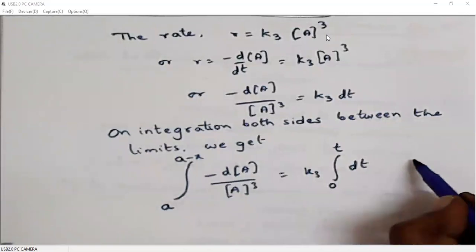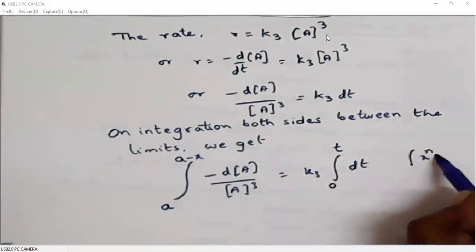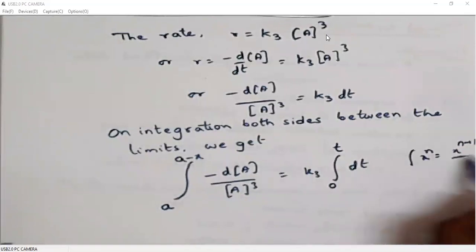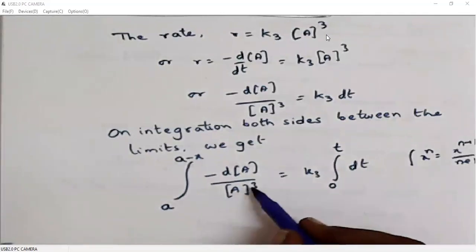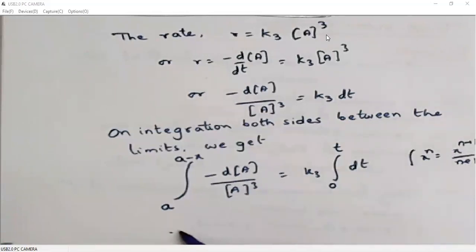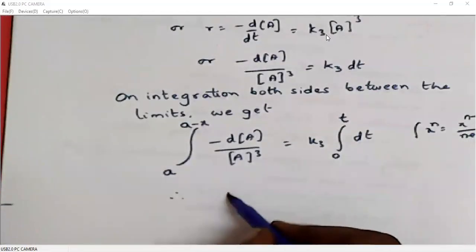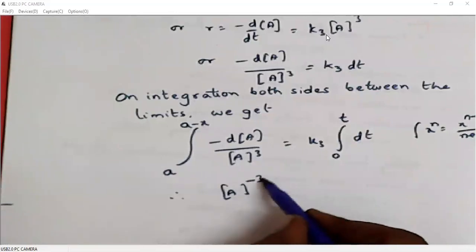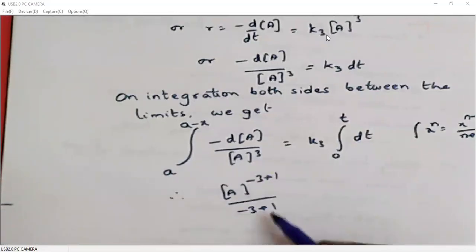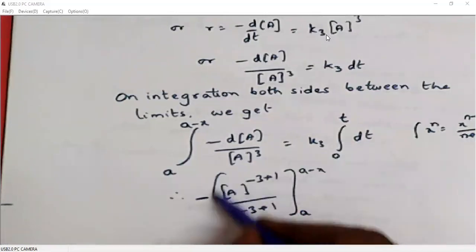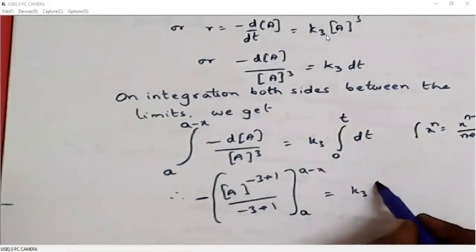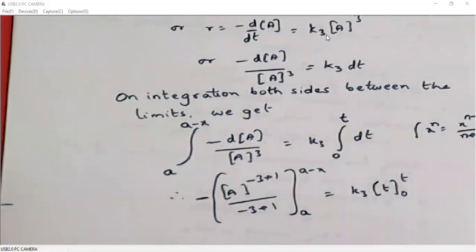As I said, we can take the integration of x power n, that is equal to x power n plus 1 by n plus 1. Similarly, here also 1 by A power 3, when it is made numerator, A power minus 3. So therefore, A power minus 3 plus 1 by minus 3 plus 1. Of course, this minus is there between the limits A to A minus x is equal to k3 into t between the limits 0 to t.